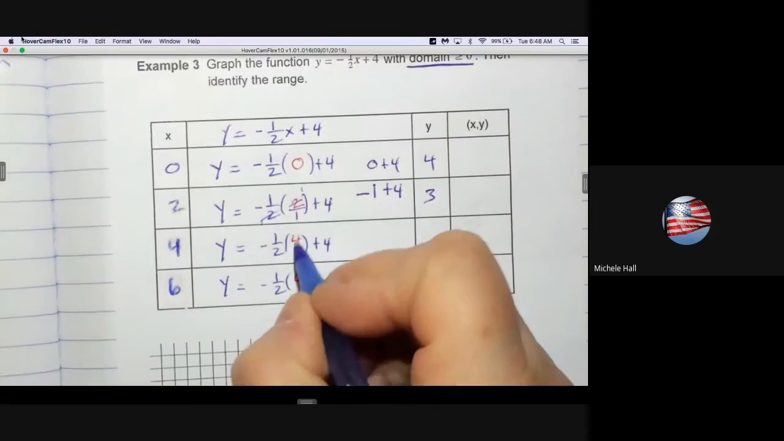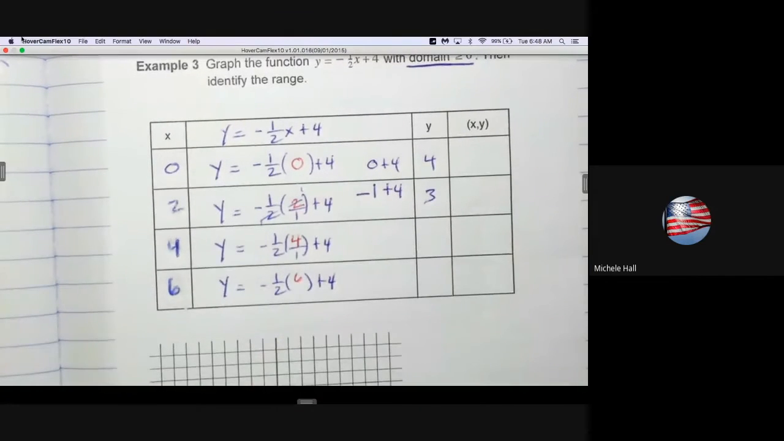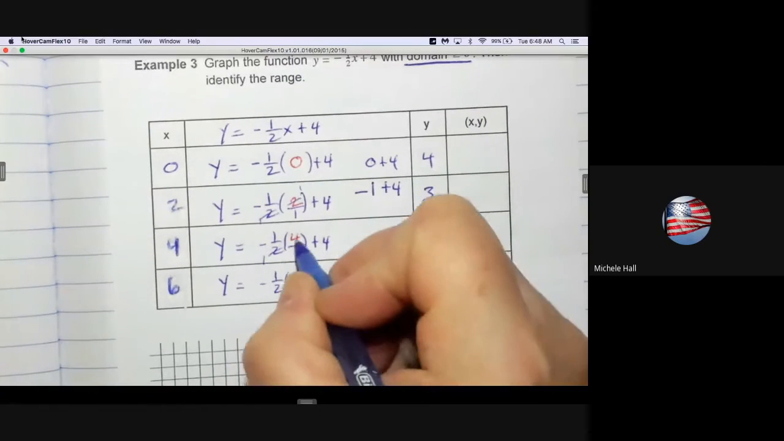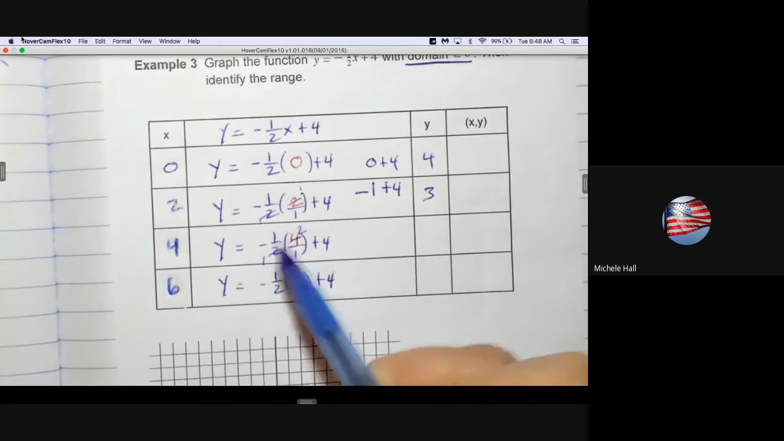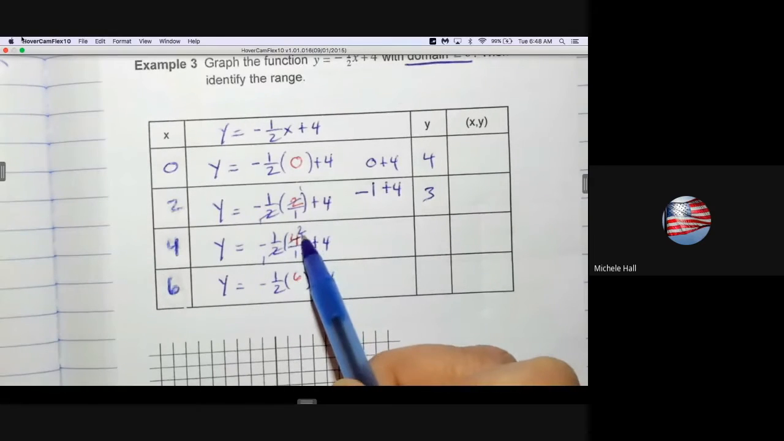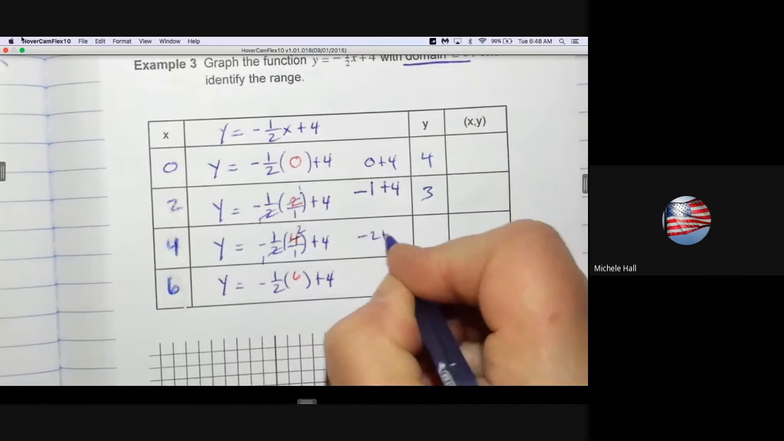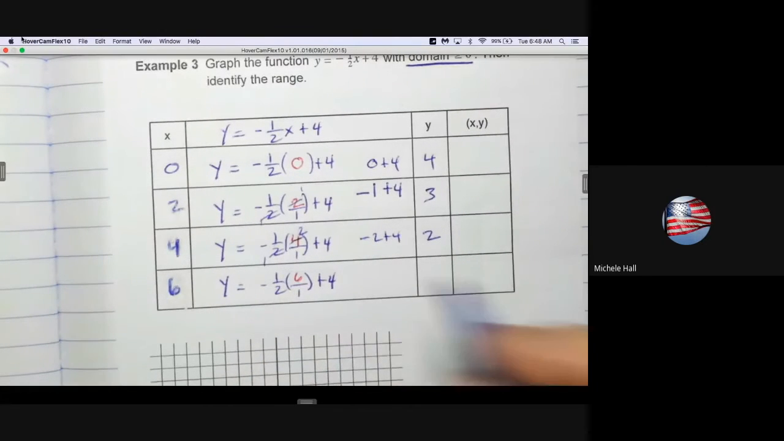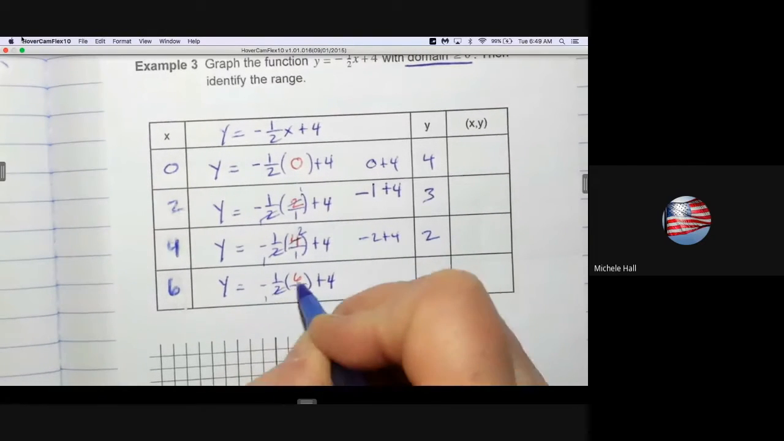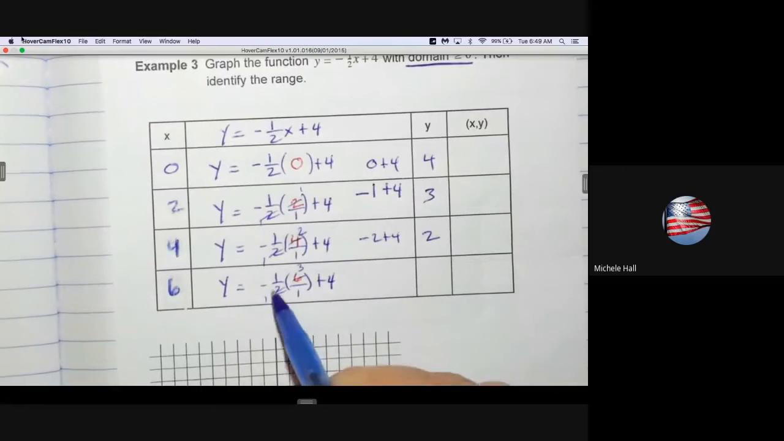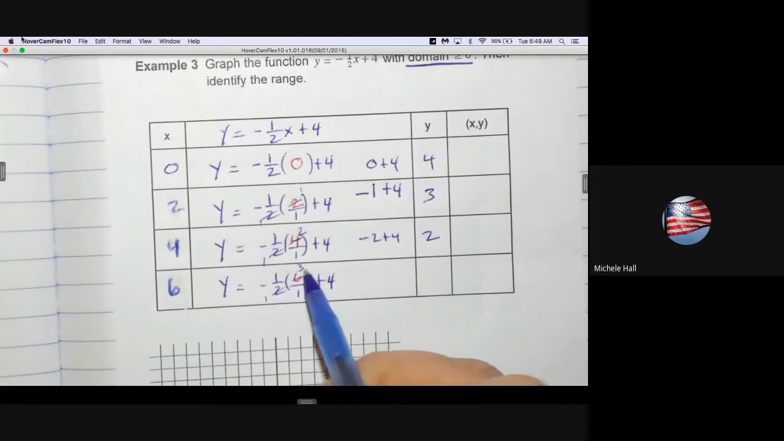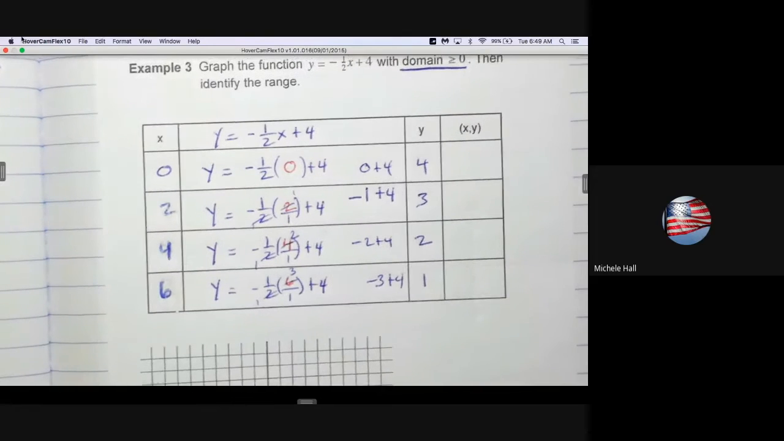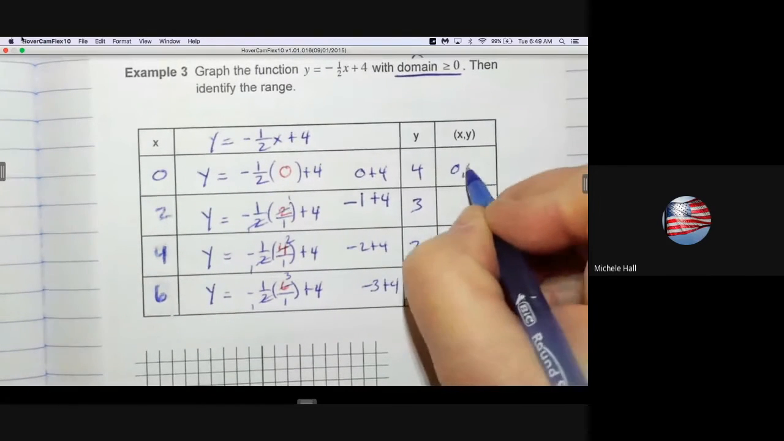Negative half times 4. Create my fraction, do some cross canceling. I can divide by 2. 2 divided by 2 is 1. 4 divided by 2 is 2. Negative 1 times 2 is negative 2 plus 4. Make my 6 a fraction. Cross cancel. 2 divided by 2 is 1. 6 divided by 2 is 3. And we get negative 1 times 3. It's negative 3 plus 4. And now I'm ready to create my ordered pairs. 0 for x, 4 for y.